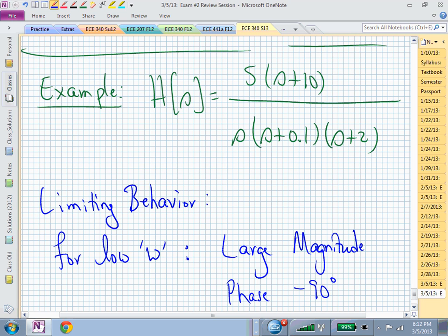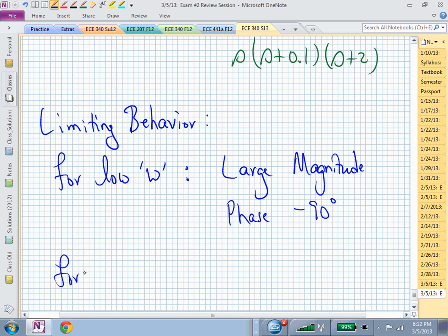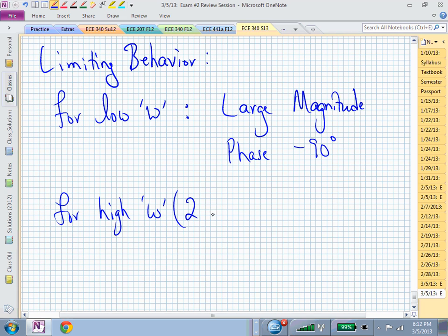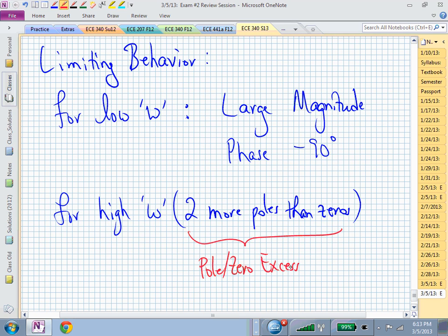What's happening for high or large omega? What you're wanting to look at now is what I call the pole zero excess, or how many more poles do you have than zeros? And in this case, you have 2 more poles than zeros, or what I call the pole zero excess is 2.